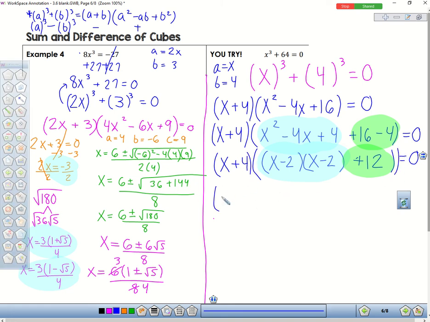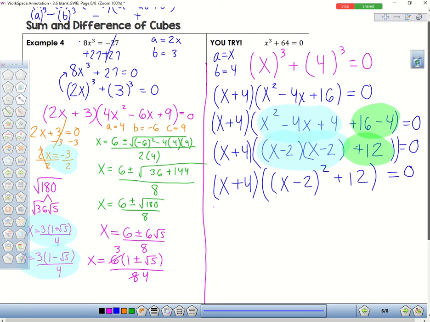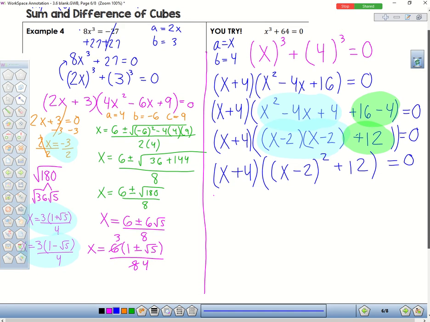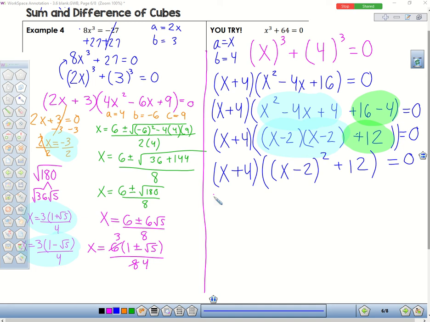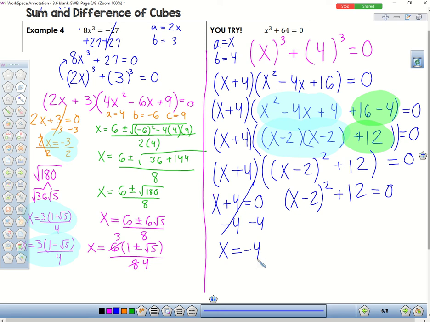Yes. So this would be x plus 4 times x minus 2 squared plus 12 equals 0. So that's where we're at. And then we can use the zero product property. We can set each of these equal to 0. So this becomes x plus 4 equals 0, and this becomes x minus 2 squared plus 12 equals 0. And then I'm just going to solve for x for each of these. So I subtract 4 on both sides, which gives me x equals negative 4.